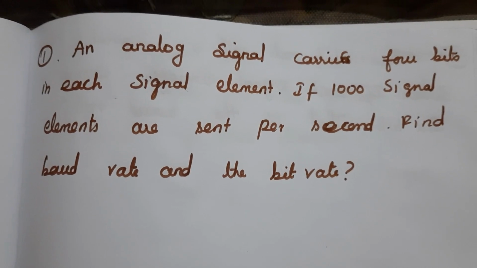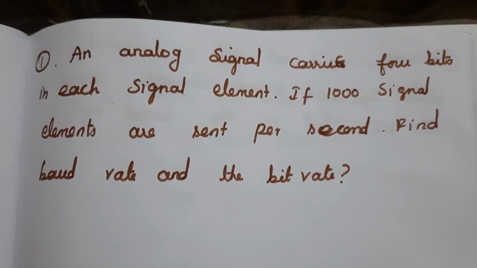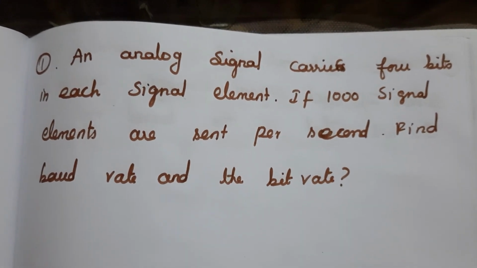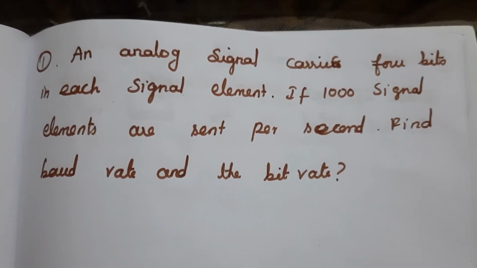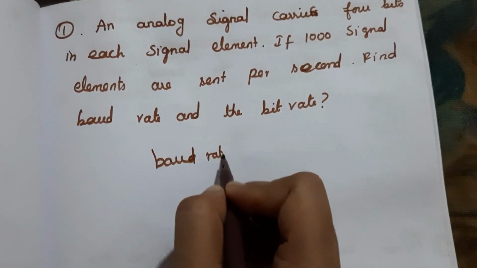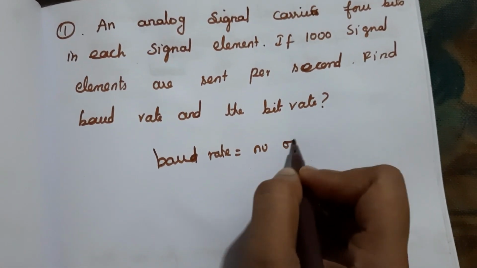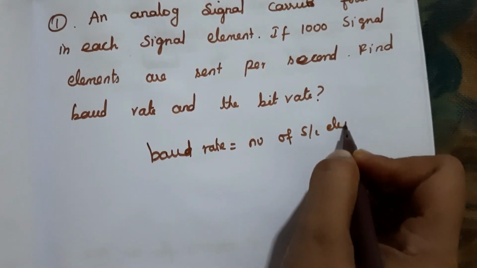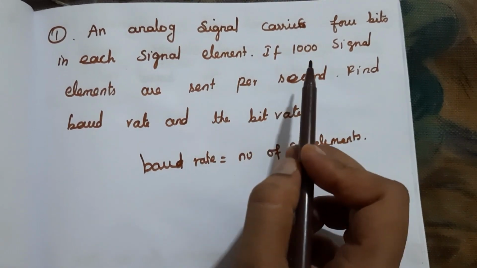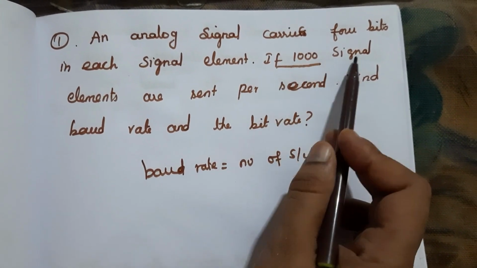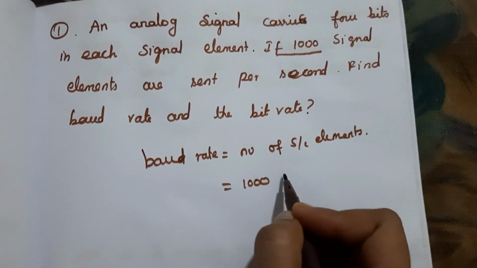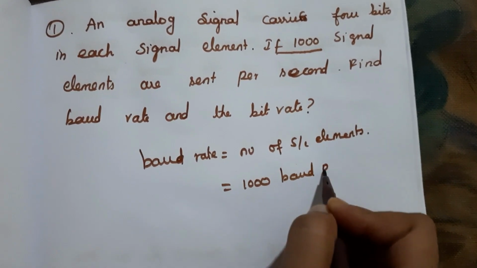First question, an analog signal carries 4 bits in each signal element. If 100 signal elements are sent per second, find the baud rate and the bit rate. So we know baud rate is equal to the number of signal elements. So here the number of signal elements is 1000 signal elements. So here the baud rate is 1000 per second.